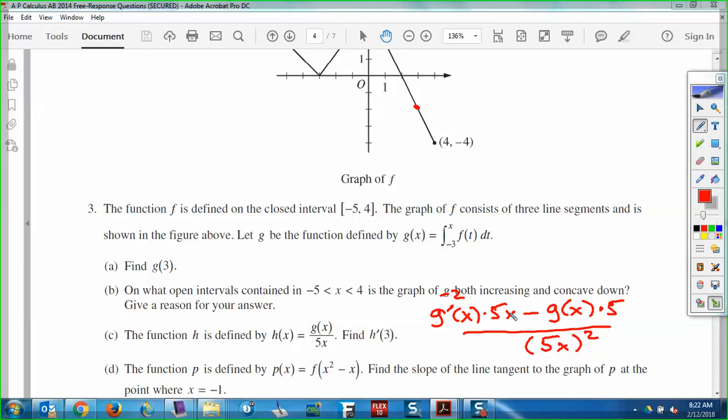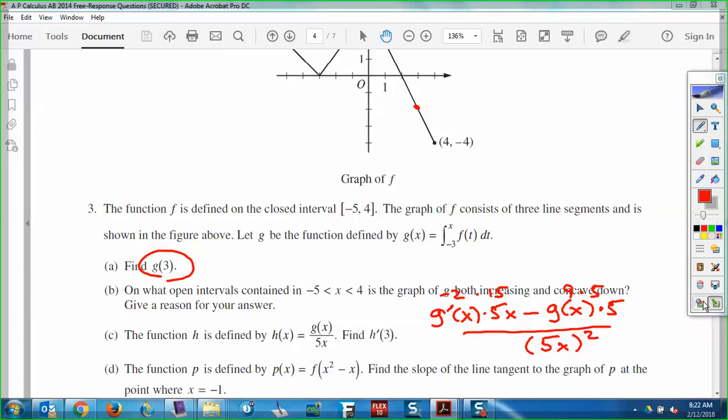5 times 3 would be 15. G of 3 we already found. That was 9. We found that earlier, right? And then 15 squared, right? So you got all that you can find.